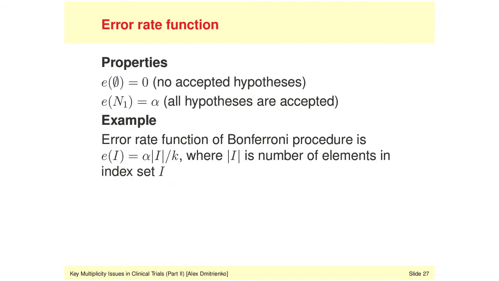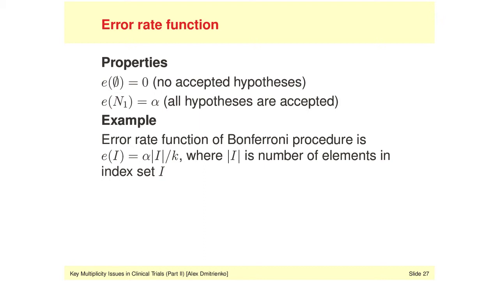The two most important properties of any error rate function are defined at the top of the slide. First, if the index set or the argument to this function is empty, the error rate function e is simply equal to 0. Why is that? I explained on the previous slide that the error rate function tells us how much alpha is lost if all hypotheses in the index set are accepted. In this case, if the index set is empty, that means that the error rate function is 0, and thus there is no alpha lost in the primary family. All of the alpha can be transferred to the secondary family.